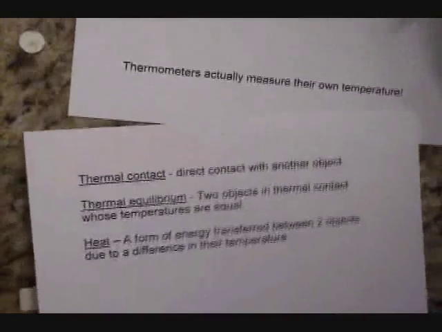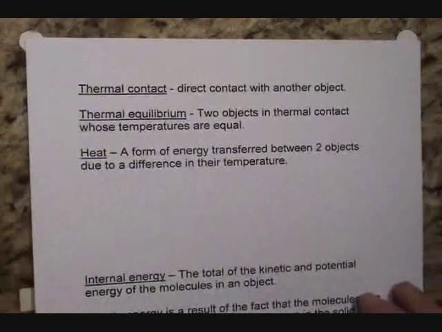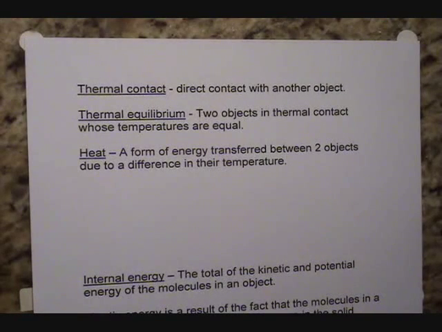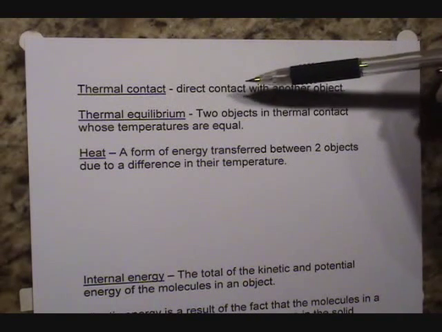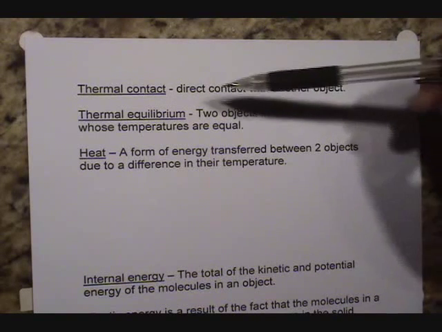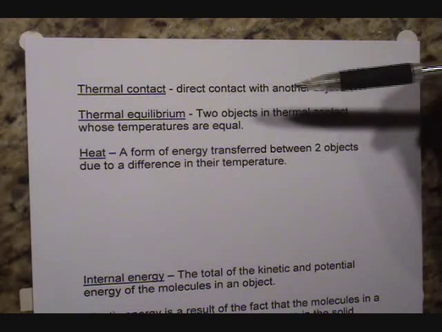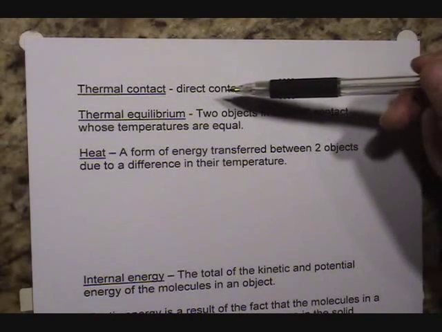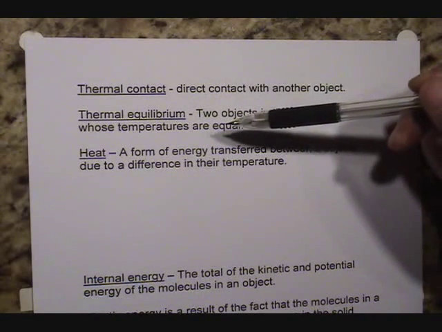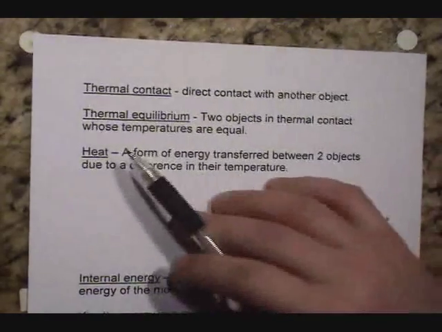Well, that brings us to a concept called thermal contact, and these are just a few definitions that we need to understand in order to really go deeper into this topic. So thermal contact simply means to be in direct contact with another object, and this allows you to exchange some of the energy that's in that temperature, or as a result of that temperature. If you place two objects in thermal contact, they will eventually reach what's called thermal equilibrium. And this is when the two objects that are in thermal contact achieve the same temperature.